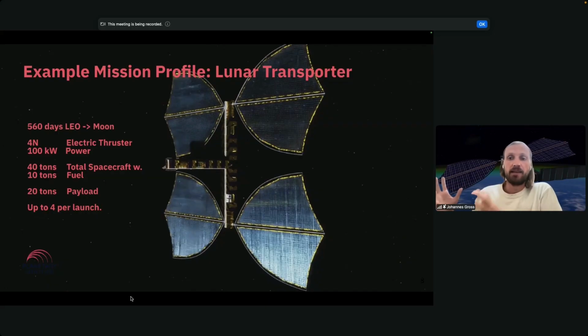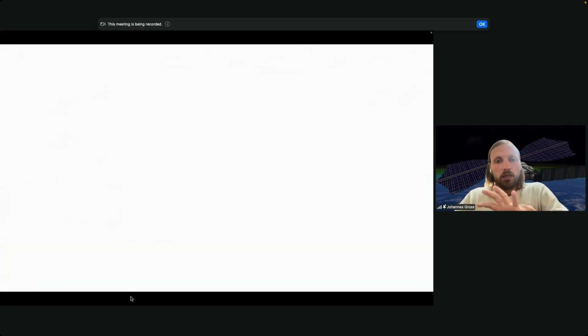If you want to go fast, maybe you take Starship, maybe you take a chemical propulsion module. But if you want to go slow, you reconfigure your spacecraft and you go with electric propulsion. So that's just one example out of many that come out of the system. But let me jump around a little bit here.